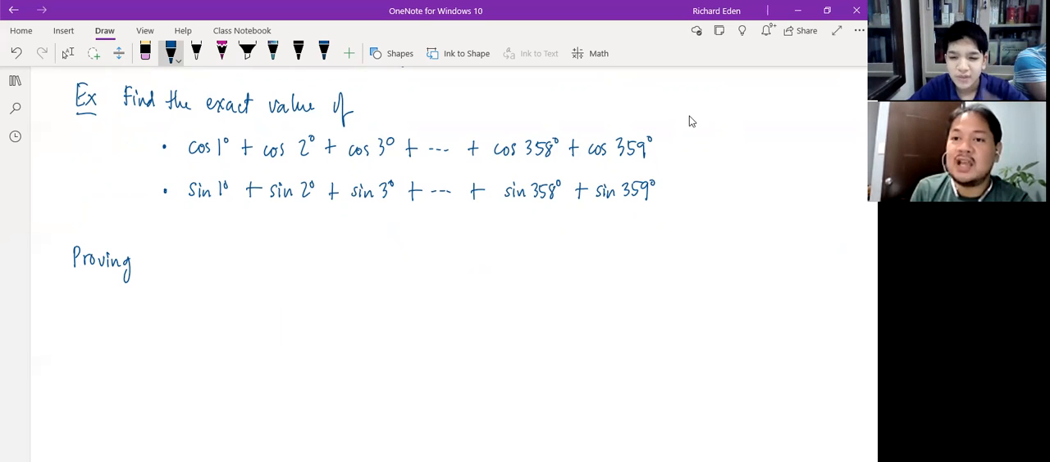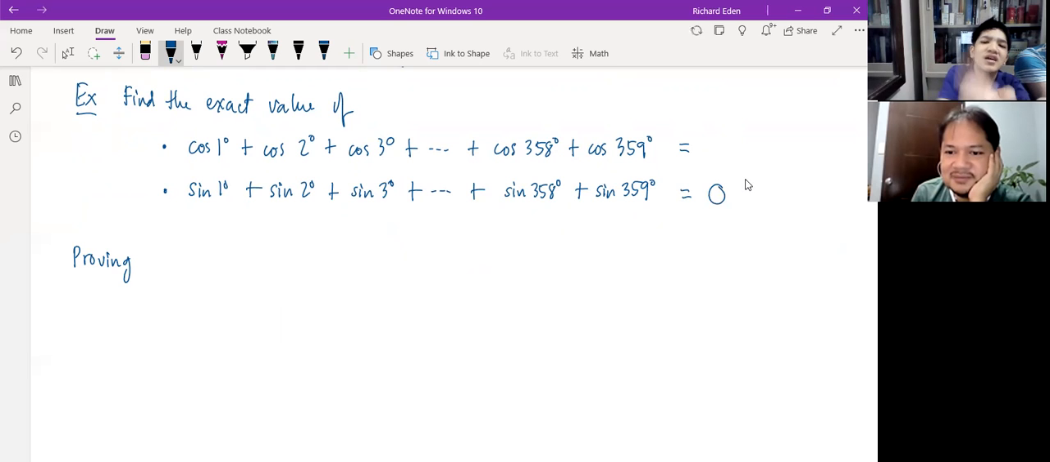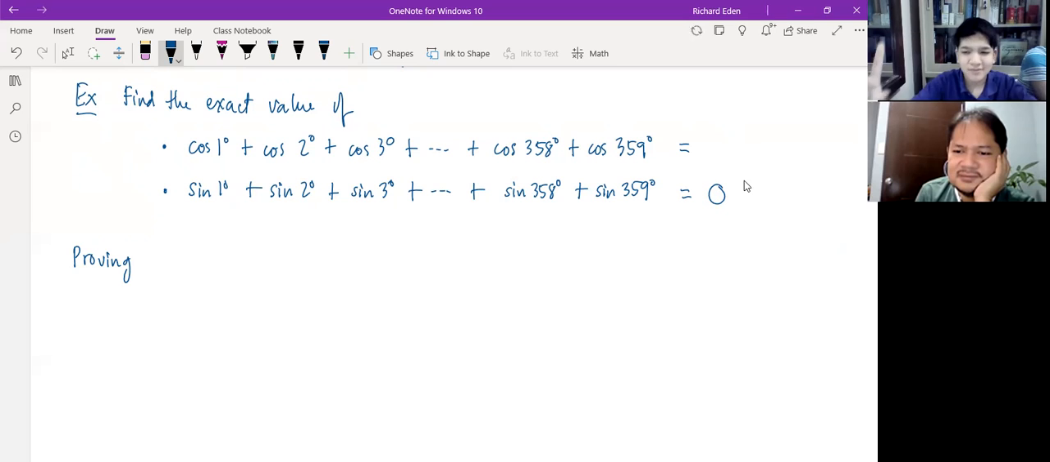Do you have an answer for the first, the cosines or the sines? For the sines, it's zero. For the cosines, I think it's the same. Wait, for the sines, the quarter circles are already drawn, so it's much easier to see. For the cosine, it's positive and then negative. Cancel out. And then now it will become positive again.